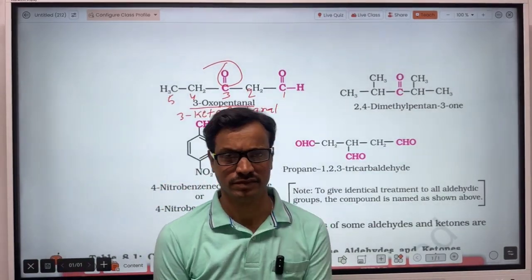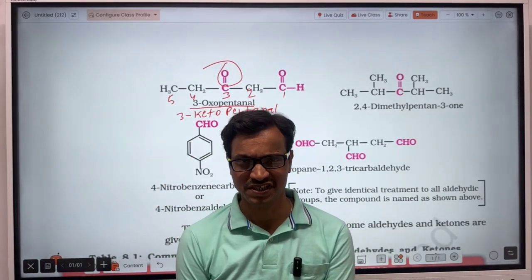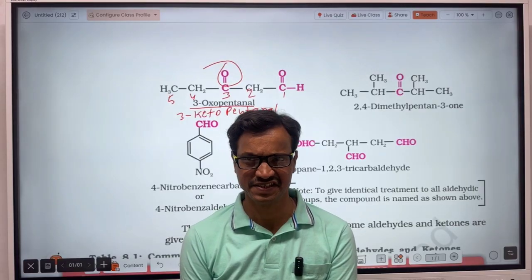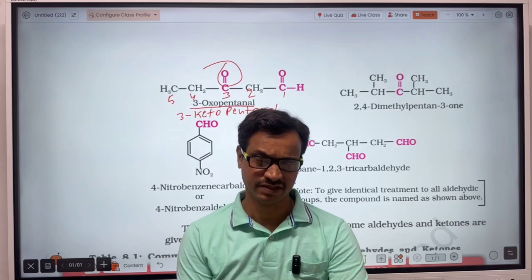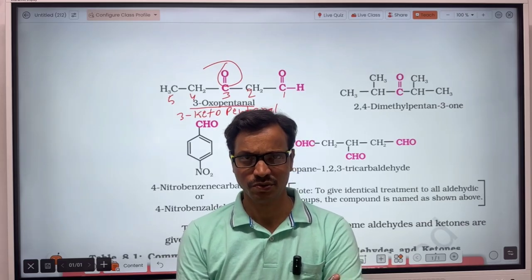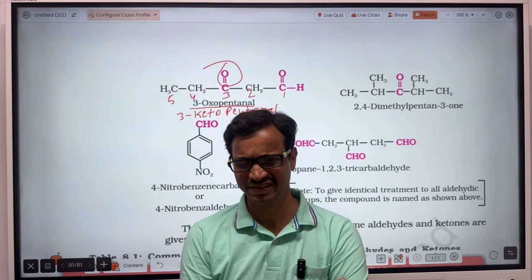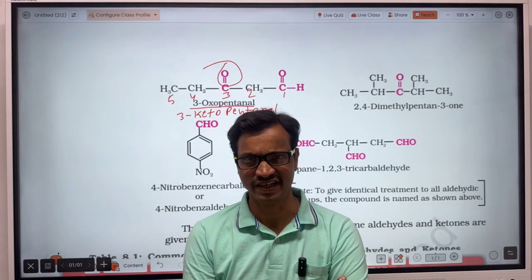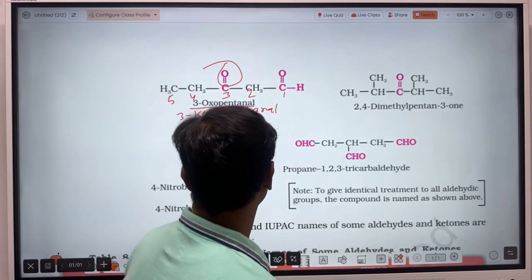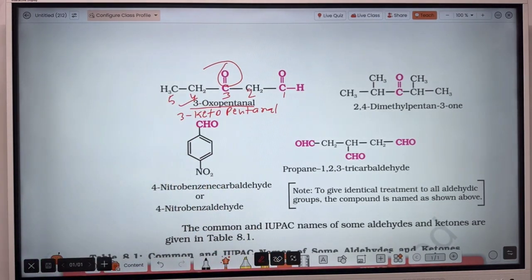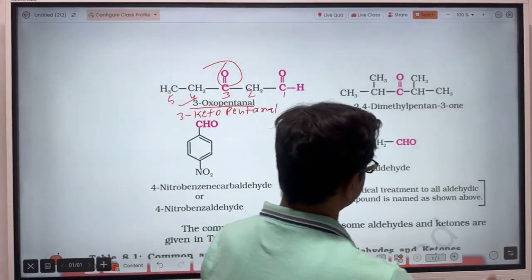The suffix oxo is prevalent these days for the ketonic group. That means these days the name oxo is used in place of keto. Today the word keto is not prevalent. So that's why the name of the compound is 3-oxopentanal. Now watch out this compound.